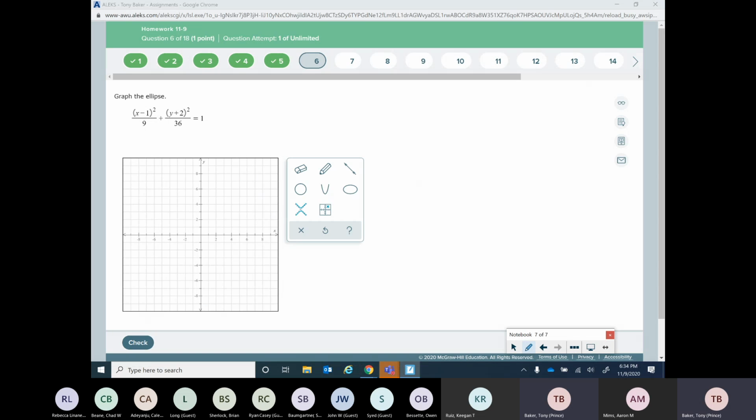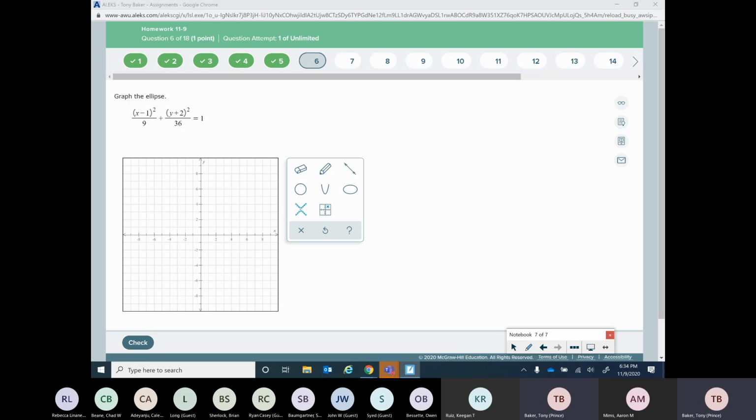So first question. The first thing you have to look at is whether it is a y major axis or an x major axis. And we tell that by where the bigger number is. Since my y has the 36, that's the bigger one. So this is going to be the vertical major axis.